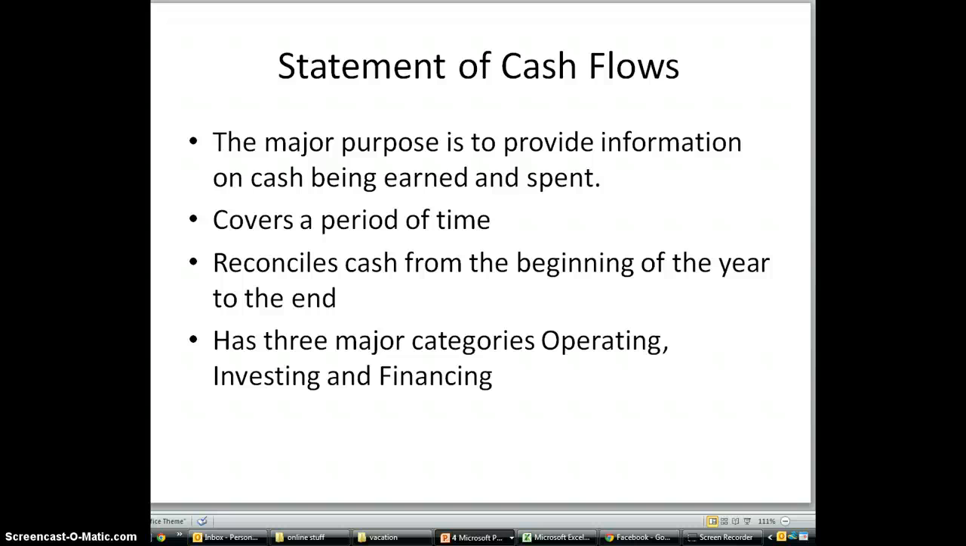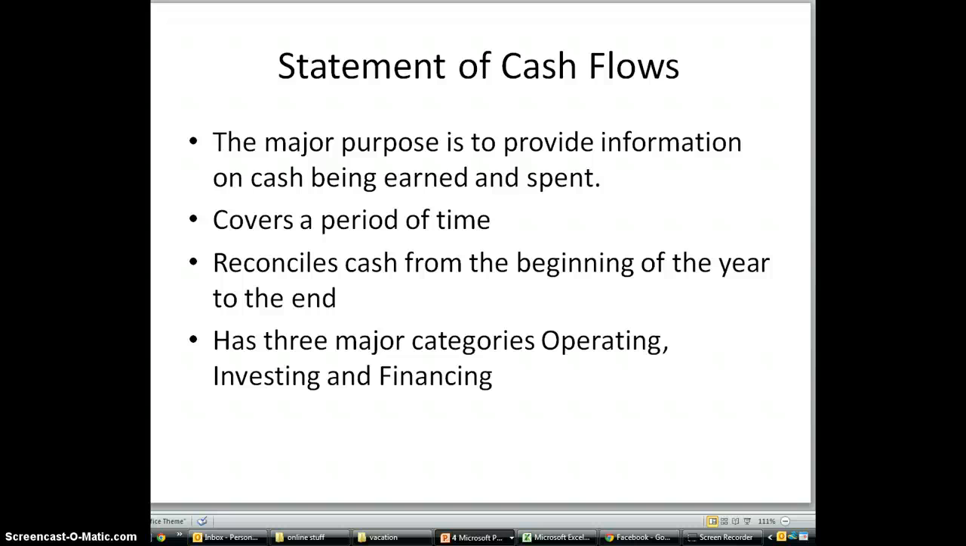Finally, we have the statement of cash flows. The statement of cash flows is extremely important. And it's become even more important through time. It's a fairly new statement. It's showing up somewhere in the 1980s. But what it does is it shows where the cash is being earned and spent, and it reconciles cash from the beginning of the year to the end of the year, and has three major categories: operating, investing, and financing.